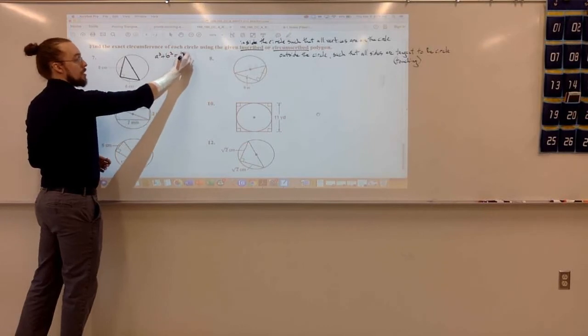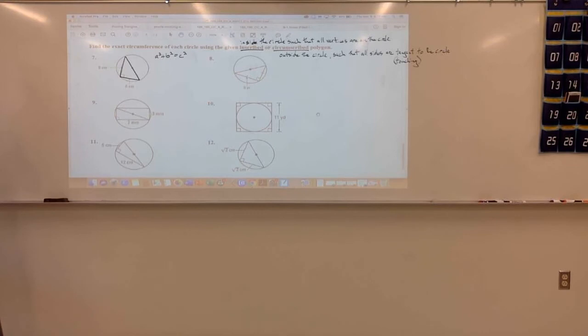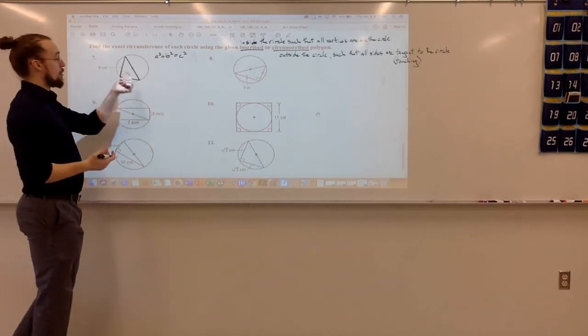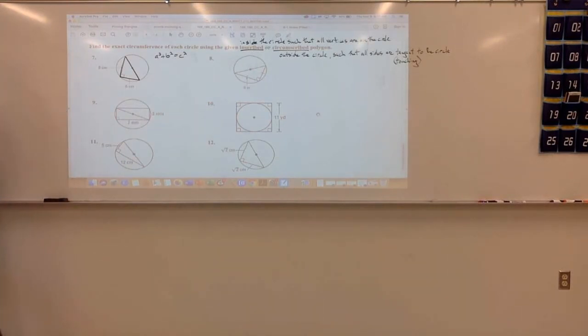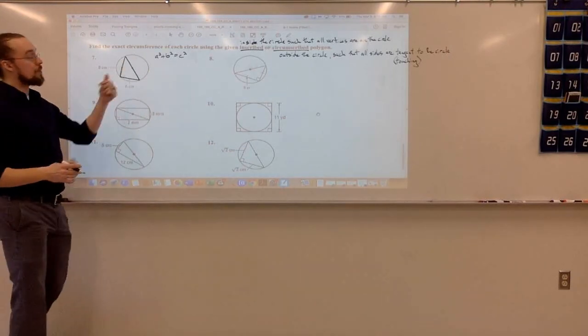Now, I was just going to ask if anybody recognized that. If you recognize that this is a Pythagorean triple, you can save yourself a little bit of work. It would be 10. This is a multiple.